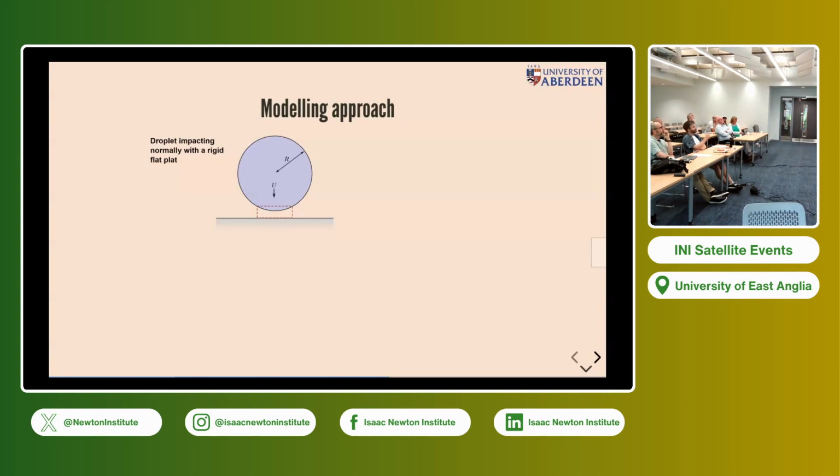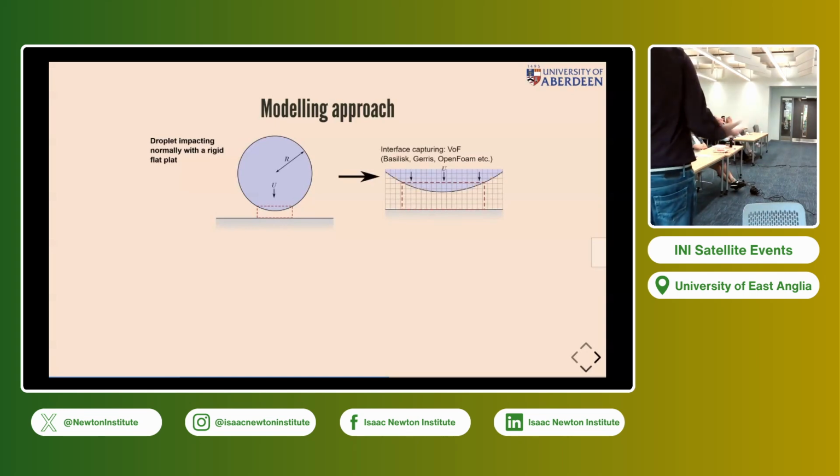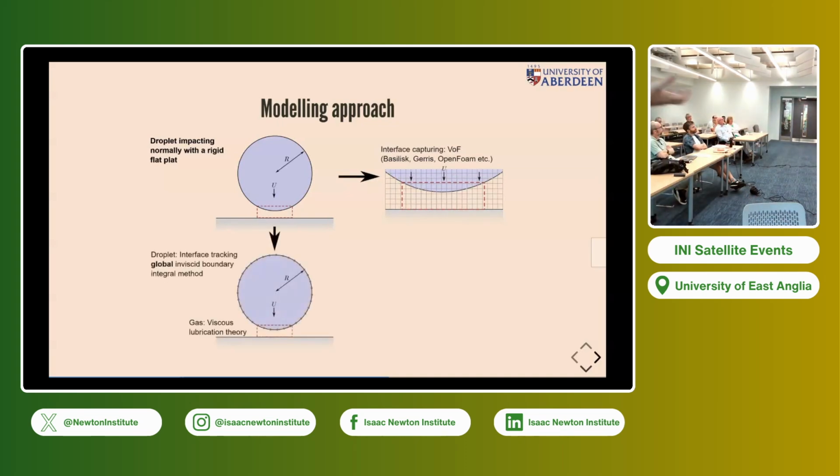Right, so modelling approaches, for a very simple problem, like a droplet heading towards the wall in a normal direction. To set what I'm doing in the context of what other people have done previously, there are various things you can do. You can mesh the domain and use some interface capturing method, VOF methods, Gerris, OpenFOAM, all of these will do a good job in those kinds of problems. The other thing you can do is mesh the whole boundary of the droplet and do a global boundary element method for the inviscid droplet, and then gas lubrication in the small region at the bottom.